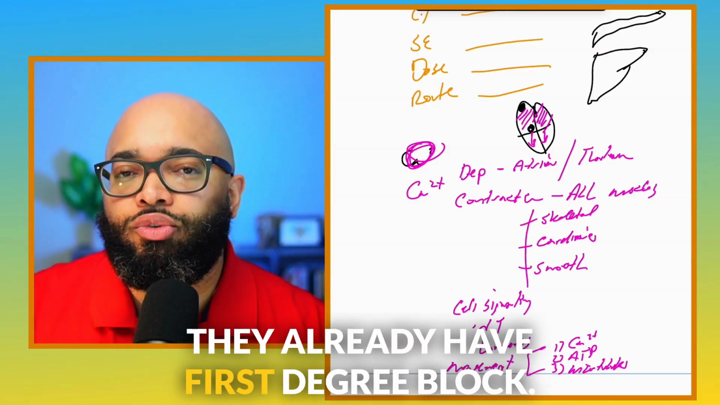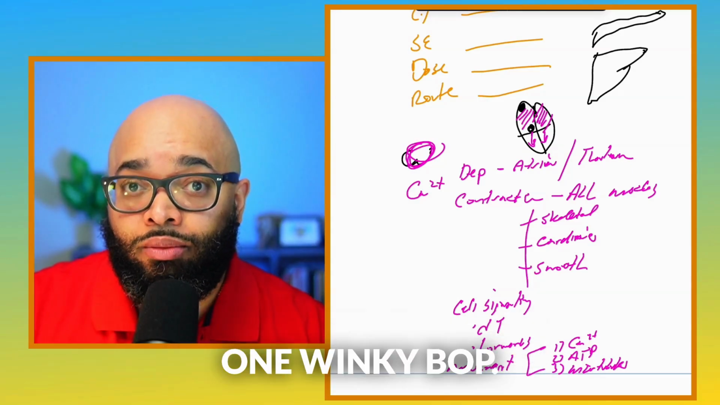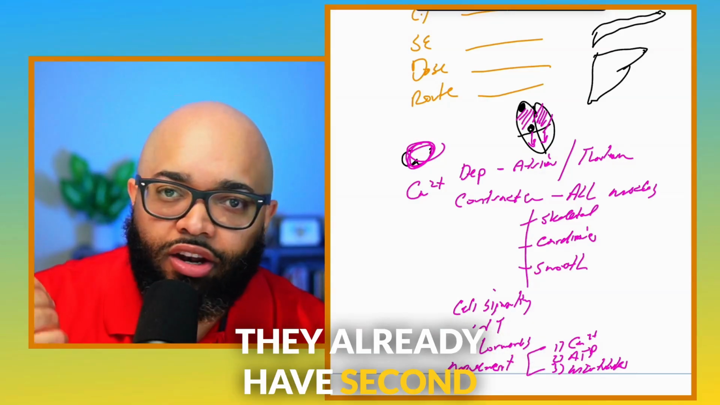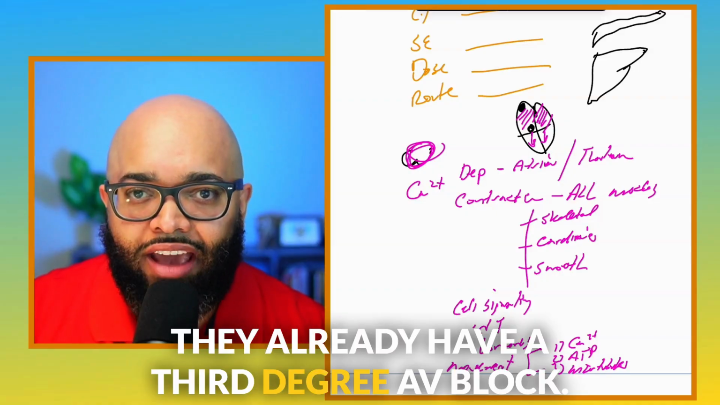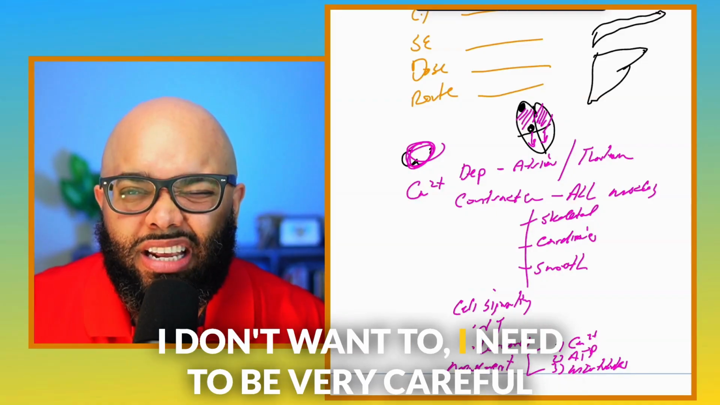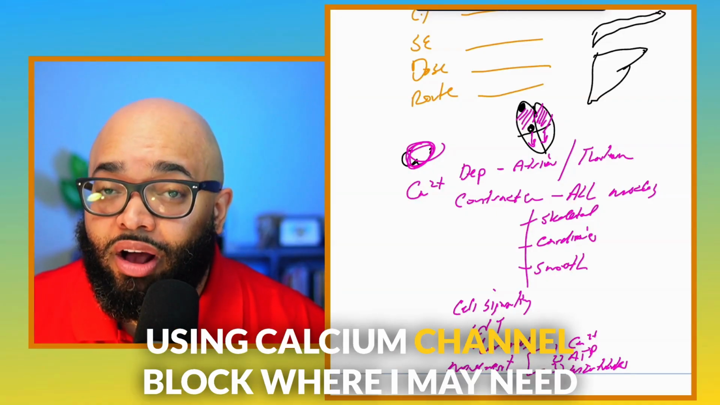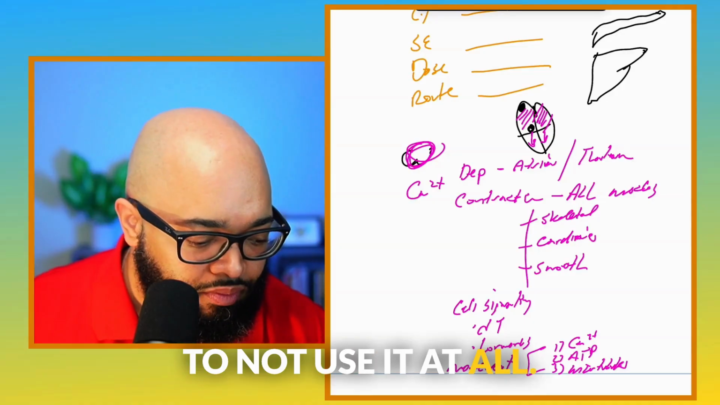They already have first degree block. They already have second degree type 1, Wenckebach. They already have second degree type 2. They already have a third degree AV block. I need to be very careful using a calcium channel blocker. I may need to not use it at all.